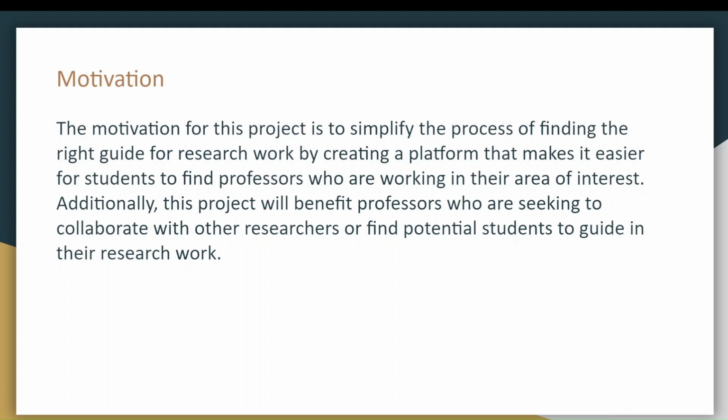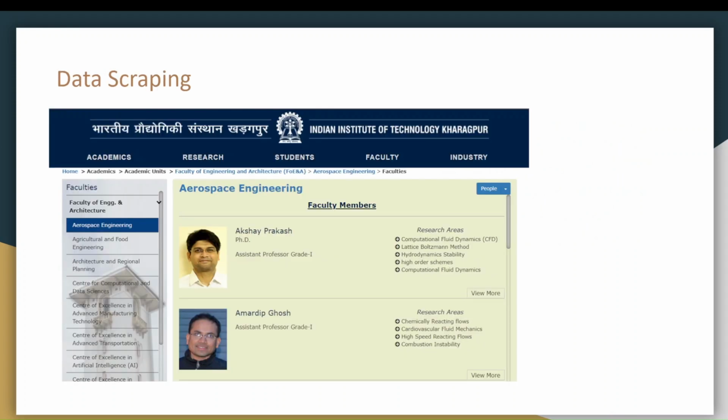The first part of our project included data scraping. As part of our project, we collected data from the official website of IIT Kharagpur for each department, which included the names and research areas of the faculty members. To extract the necessary information from the HTML content of the web pages, we employed the requests and Beautiful Soup modules, which are commonly used in web scraping applications. By utilizing these techniques, we were able to efficiently gather and process the relevant data required for our project's objectives.